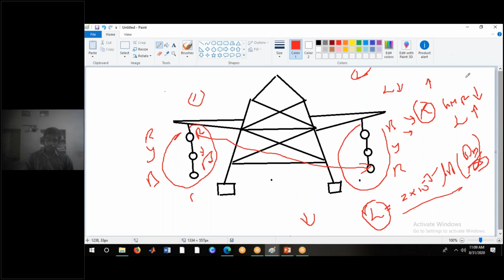In the first unit we have two derivations. One belongs to the inductor, and the other belongs to the capacitor. In your external exam, you will definitely get one most important question from the inductance derivation as well as the capacitor derivation. If you are well aware of the inductance derivation, it is quite similar to the capacitor derivation.